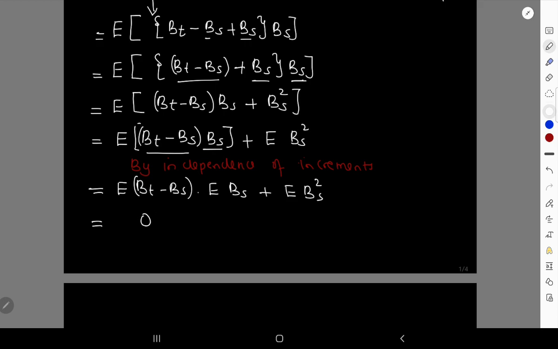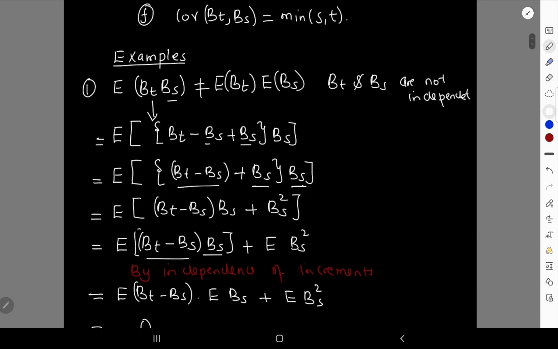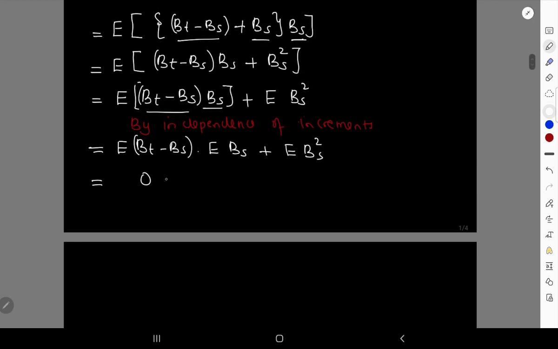The property we said of increments is that the increments are normally distributed with mean 0 and variance T minus S, so the expectation is 0. Also the expectation is 0, plus, we know the expectation of B_S squared is equal to the variance of B_S, which is S, so this one gives us S.